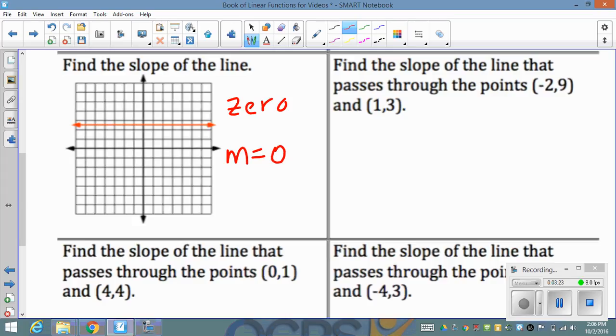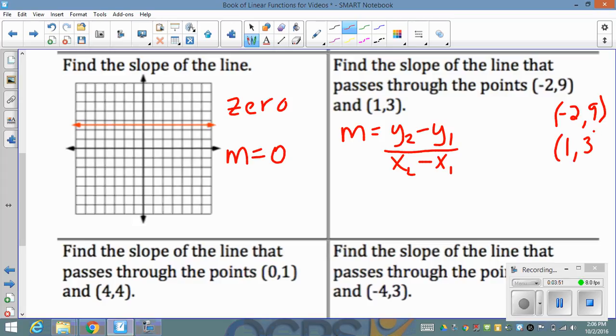Moving along. On the last 3 examples, we won't just be able to look at it and see whether it's positive or negative because we don't have the graph. When we don't have the graph, we need to use our slope formula. So m equals y sub 2 minus y sub 1 over x sub 2 minus x sub 1. Our points are negative 2, 9, and 1, 3.